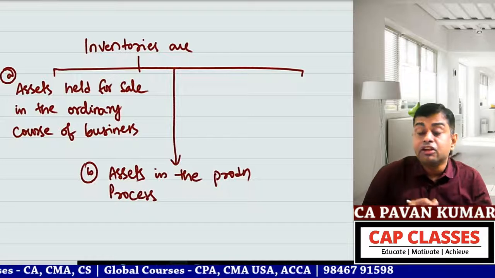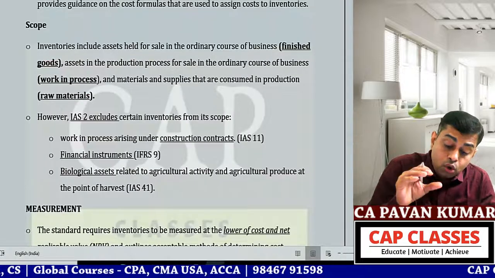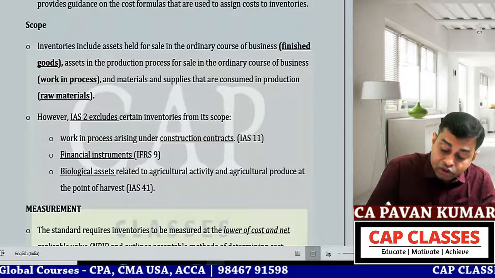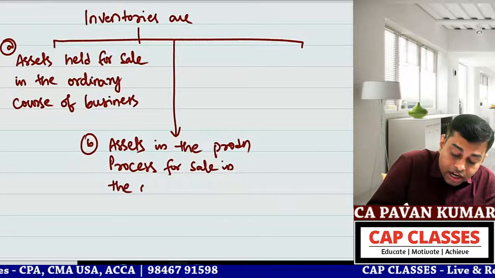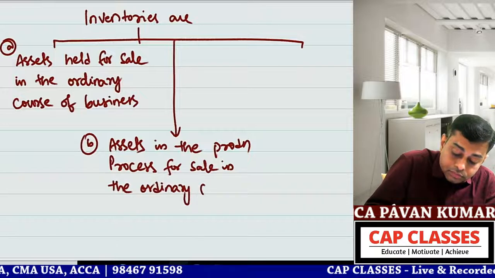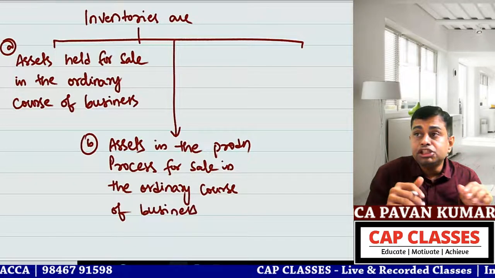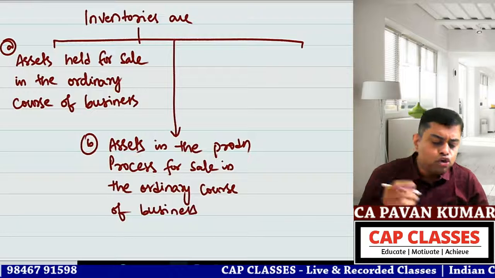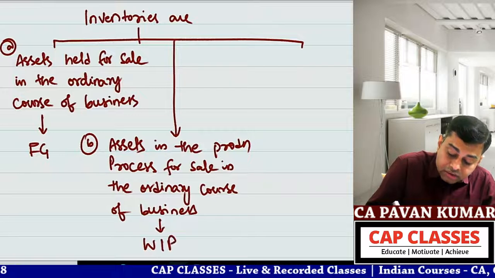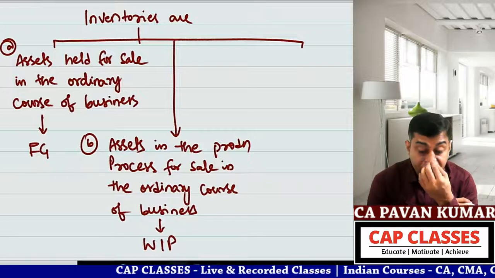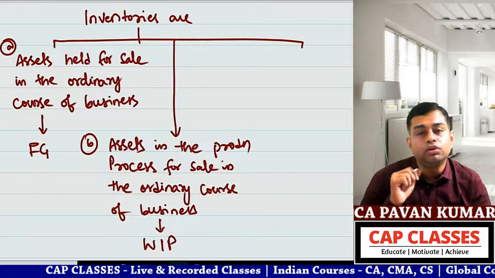That means you are producing something. Why are you producing it? To sell it. So, production process for sale in the ordinary course of business. B eventually will become A. What is A? Finished goods. What is B? Work in progress, or sometimes we call it work in process. Whether you call it work in progress or work in process, it will eventually become finished goods, and then you will sell it.